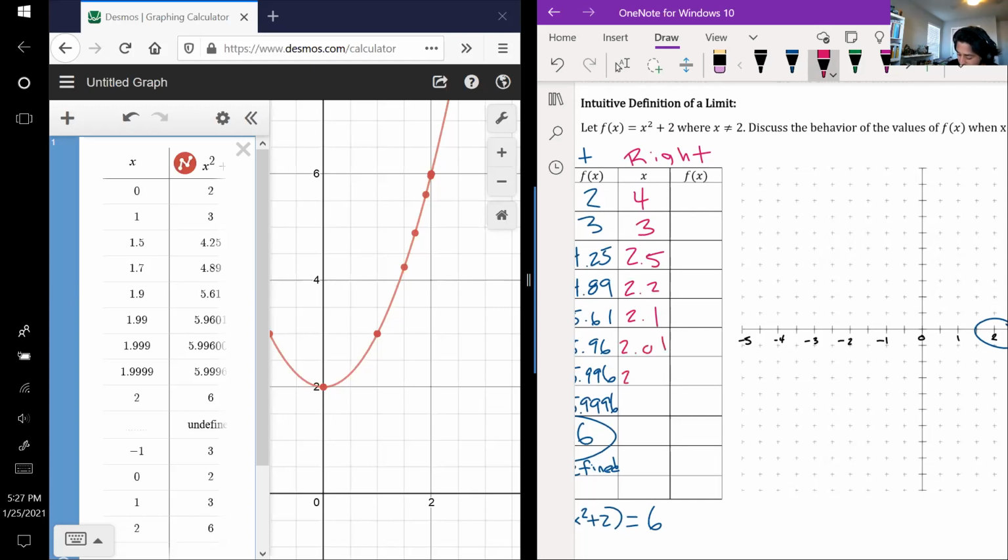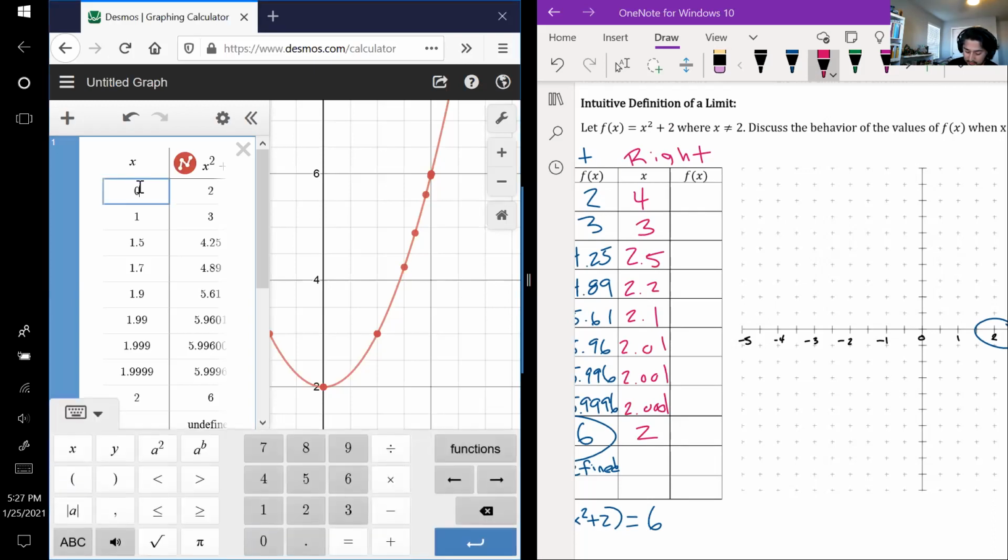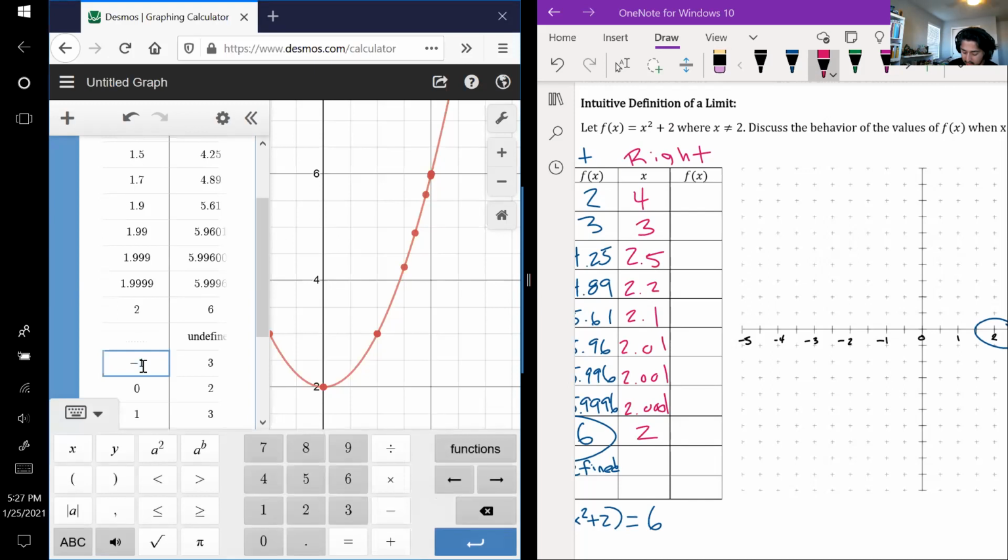2.01, 2.001, and how about we end on 2.0001, and I'll stop on 2 there. And again, look at the Desmos. We'll type in the same numbers that we have in this XY chart.